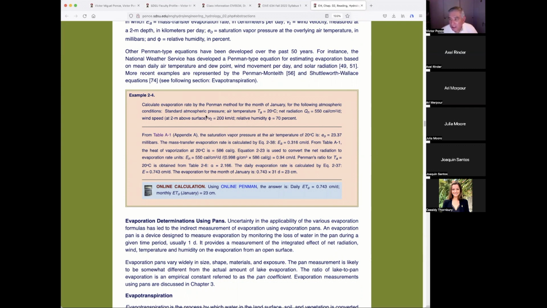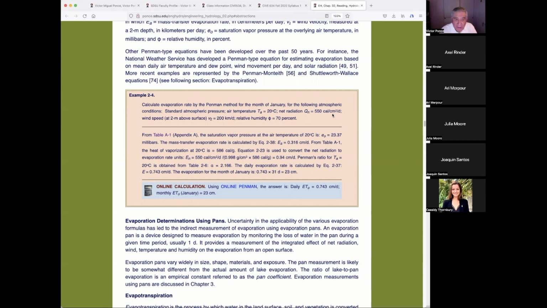That's the pressure, standard atmospheric, meaning at sea level. T sub A is 20 degrees Celsius, net radiation 550 calories per square centimeter per day. Now this number is given by the meteorological stations. It does vary around that number, maybe 600, maybe 650, maybe 500, depending on the amount of radiation. Obviously, the closer to the equator you're located, the more radiation, because direct radiation is coming up.